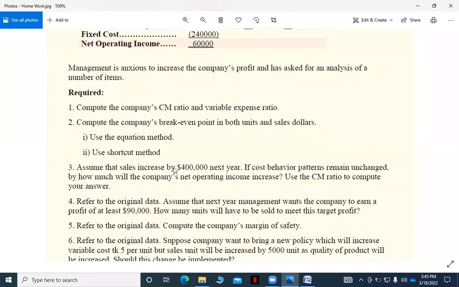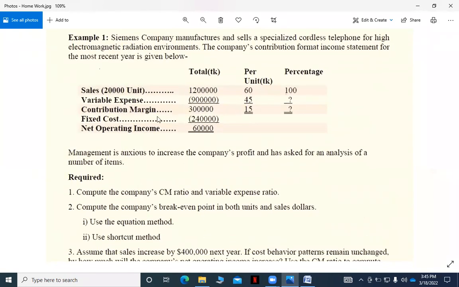If we go back to the original data, you see your fixed cost is already consumed. Fixed cost is already deducted, so there is no more fixed cost. If sales increase, there will be variable expense, but there will be no more fixed cost. As fixed cost is already consumed, you don't need to deduct any fixed cost. We will just consider the variable expense. If variable expense is deducted, then that will be our net income. That will increase our net income.